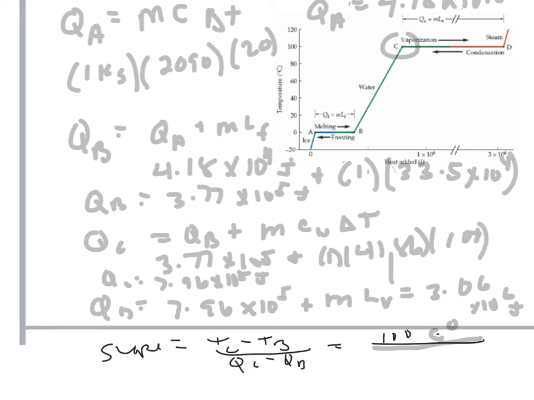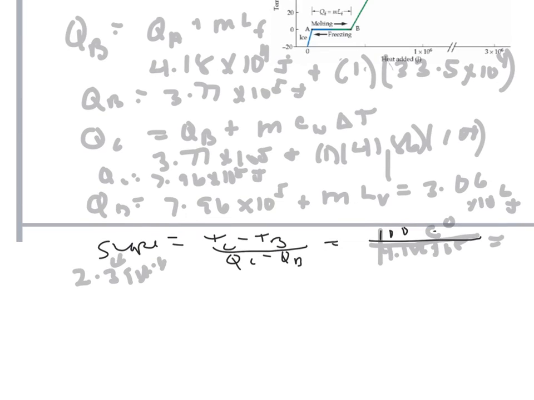And then our Q sub C minus Q sub B is 4.186 times 10 to the 5th. And we wind up with the slope being 2.39 times 10 to the negative 4. And then you can also calculate that by 1 over the specific heat of water. And both of them come out to be 2.39 times 10 to the negative 4. So that brings us to our next section.